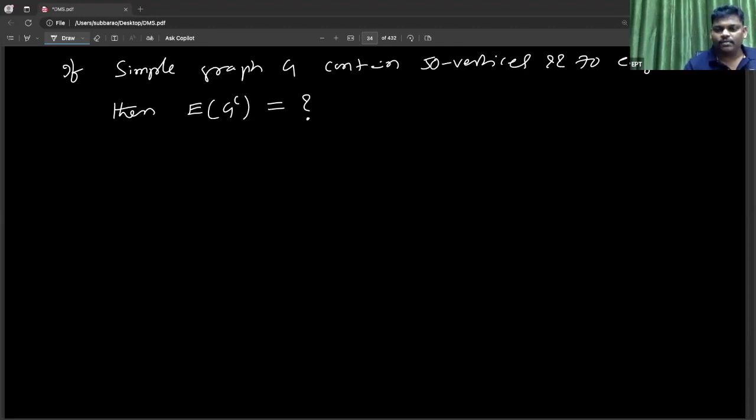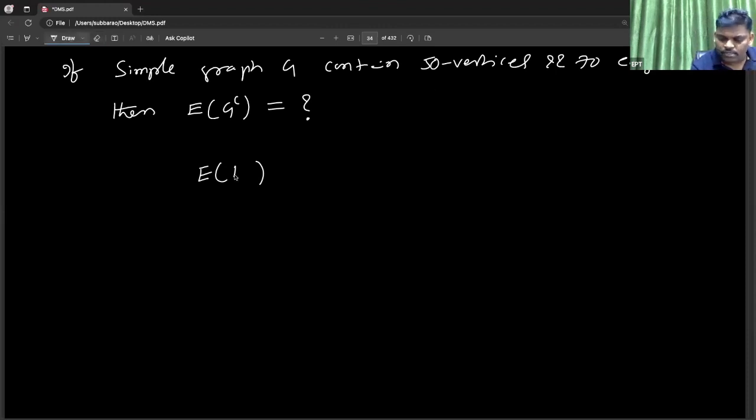Fine. Let's see this. If a simple graph G contains 50 vertices and 70 edges, then the number of edges in the complement graph G complement is equal to? Then what is the answer? First of all, find out the number of edges in Kn. What is the n value?